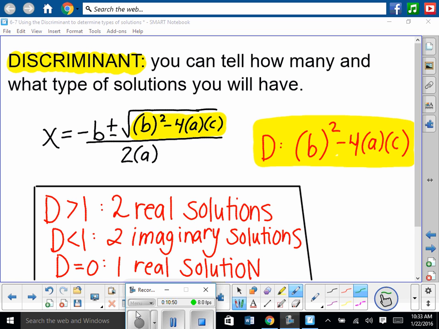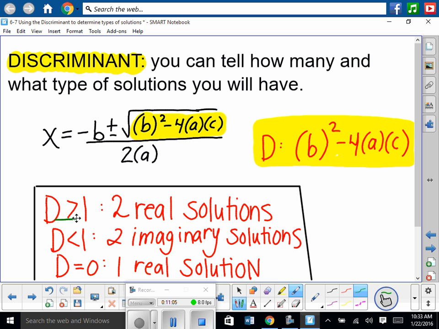And so what if it's 0? What if it's a 0 under there? Didn't we only get 1 real solution? Does that make sense, everybody? So from the discriminant, you can tell how many solutions and what type of solutions you're going to get. So that's what we're going to do next. So this is the rule.